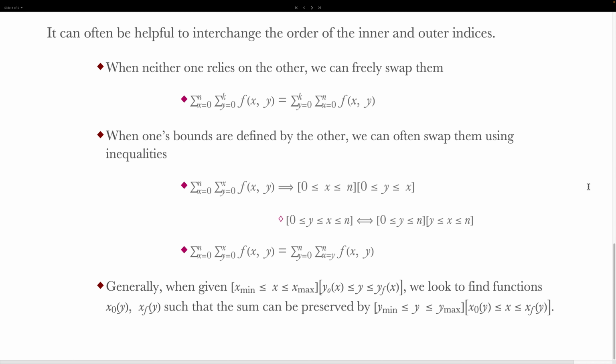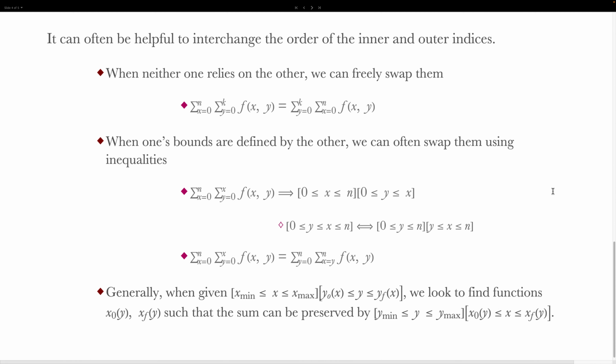Now, when using double sums in the real world, it can often be very helpful to interchange the order of the inner and outer indices. Something that's very convenient is that when neither index relies on the other, we can just swap them. As a result of the commutative property of addition, if x does not rely on y, 0 doesn't rely on 0, and n doesn't rely on k, the order that we do this sum in literally does not matter.